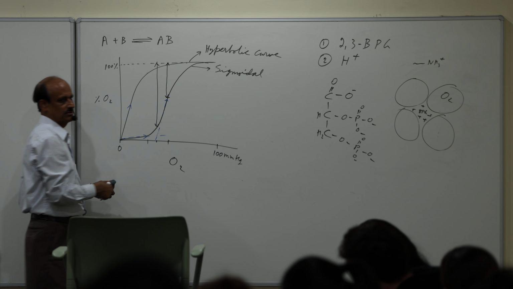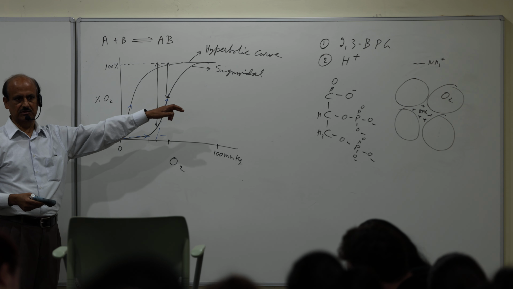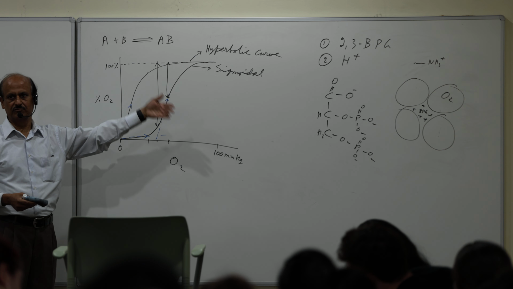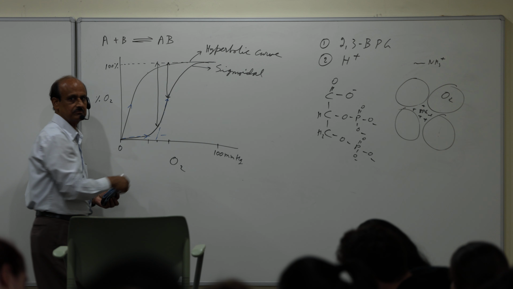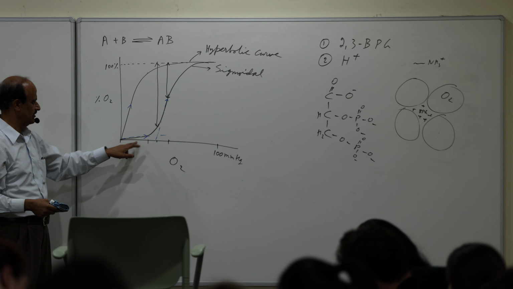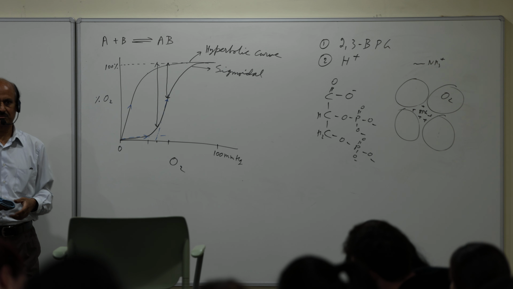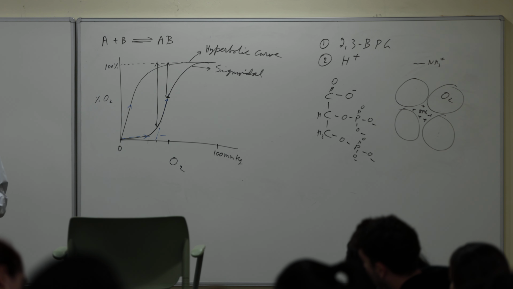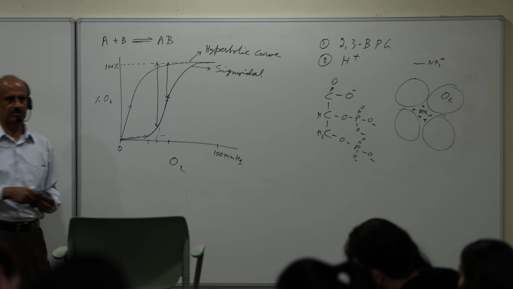At low oxygen concentration, it has a low affinity because BPG is bound there, and it prevents binding of oxygen to the hemoglobin. That's when you are in this region, somewhere here. The more BPG you have, the more in this region you will be. That means it has less and less oxygen bound. So that's how the presence of BPG is responsible for this sigmoidal curve.